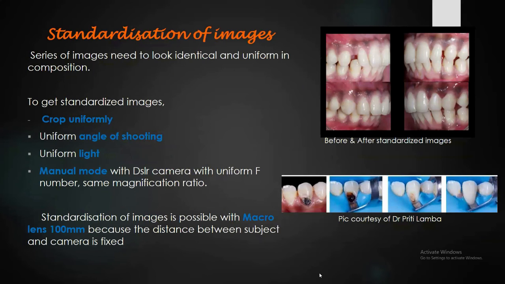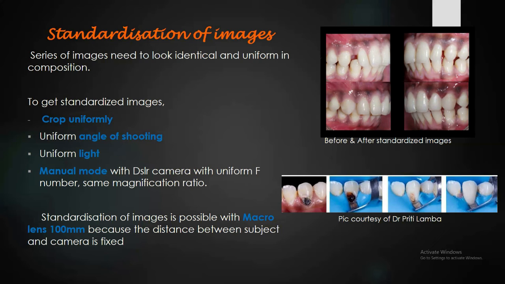Next very important aspect of dental photography is the standardization of images. It means that a series of images need to look identical and uniform in composition. To get standardized images, you must crop uniformly. You must use a uniform angle of shooting, uniform lighting, and the DSLR camera manual mode with a uniform f number and the same magnification ratio for the preoperative, intraoperative, and postoperative pictures.